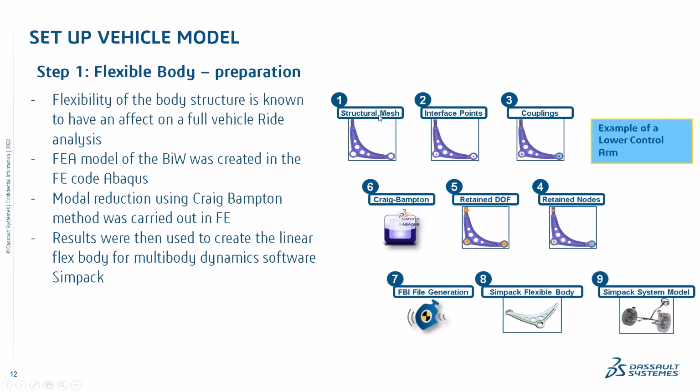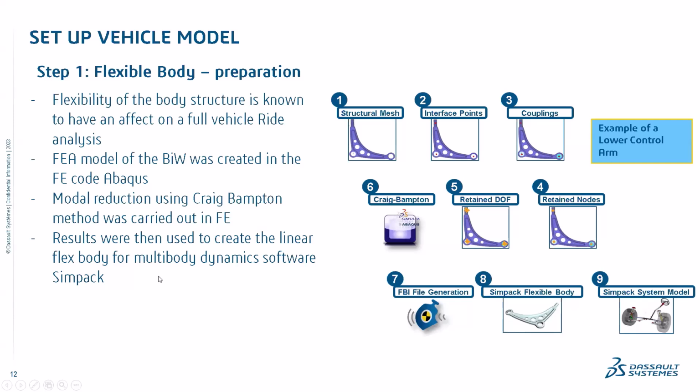What you start with is a structural mesh in Abaqus. We started with a structural mesh in Abaqus for body in white. We defined the interface points, where it will connect with the rest of the MBD, with the rest of the assemblies. Then we define some couplings from these interface points to the surrounding structure. We define some retained nodes and the degrees of freedom for those retained nodes. Then in Abaqus, we ran this reduction method, which is a very common practice to include flexible bodies from any FE code into MBD simulations like SimPack. This is called the Craig-Bampton reduction method. We ran this analysis in Abaqus, and from the results we create this FBI file, as we call it, or the flexible body file. This can be used straight away in SimPack.